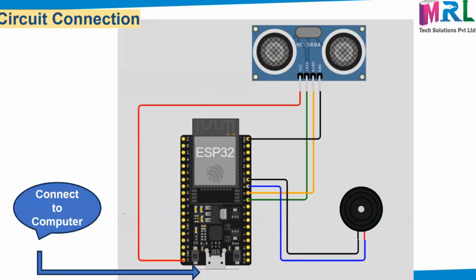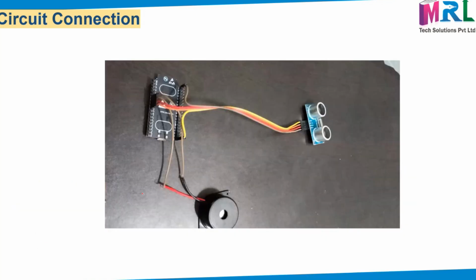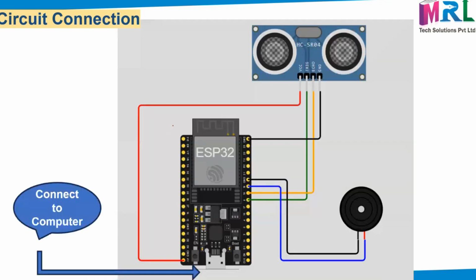So VCC to the last one. Okay, and this is the ground. So any ground you can choose, any VCC you can choose. It's not an issue. And then for the buzzer you take one ground, and for trigger and echo.